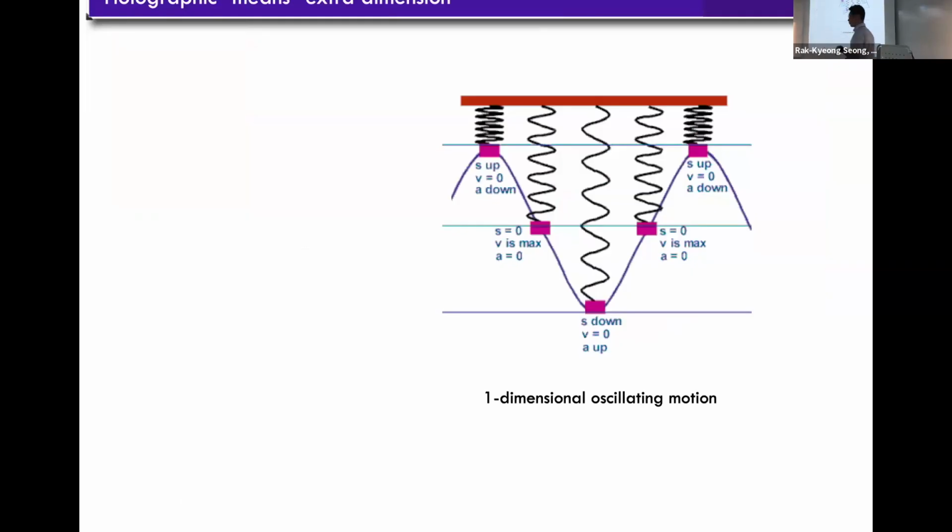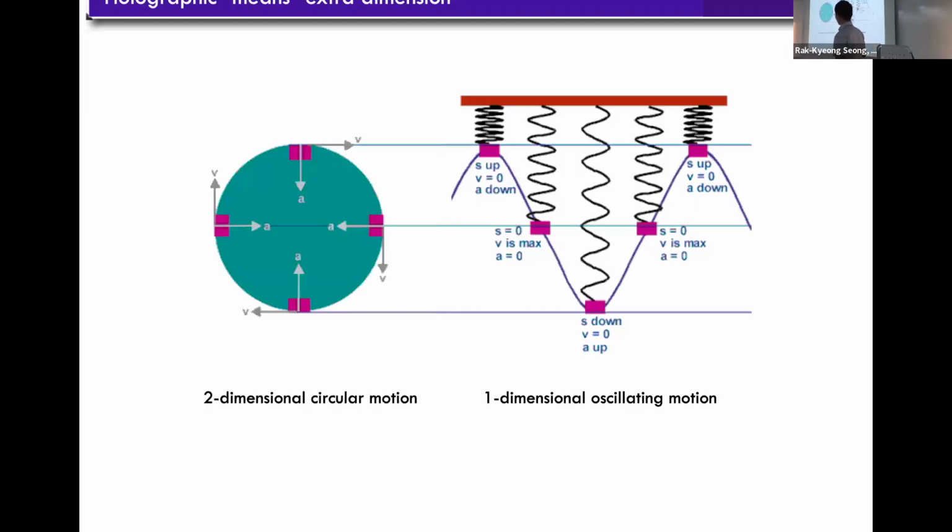Suppose you want to study a one-dimensional harmonic oscillator problem, just going up and down. It's a very simple one-dimensional problem. This is one dimension, but this is the time direction. However, you can also study this in a simpler version by thinking about two-dimensional motion, just a uniform circular motion. This is easier. But if you project this motion to one dimension, you will find the harmonic motion.